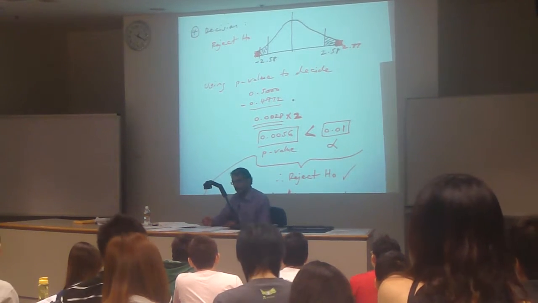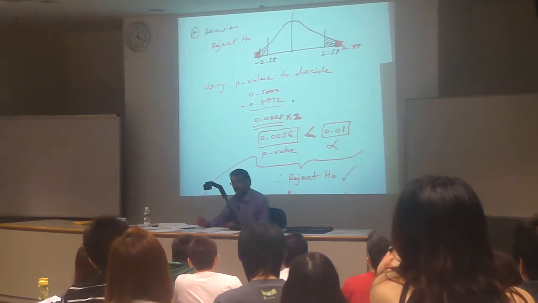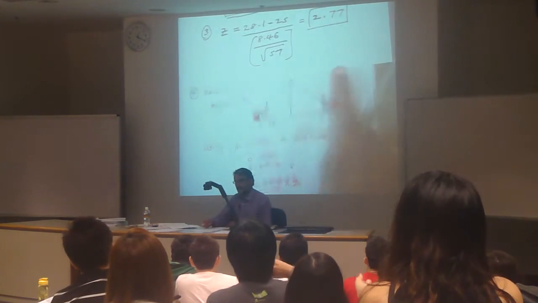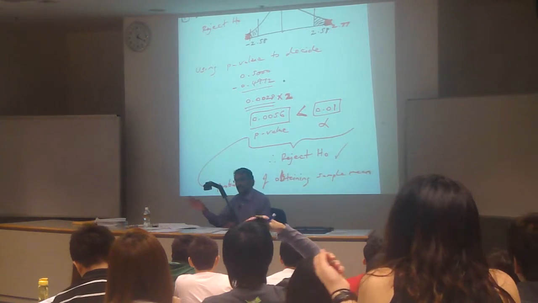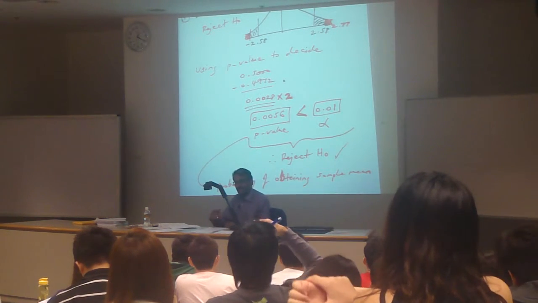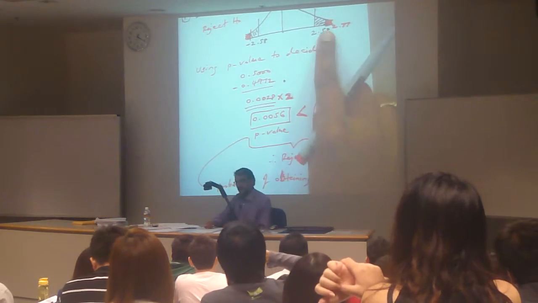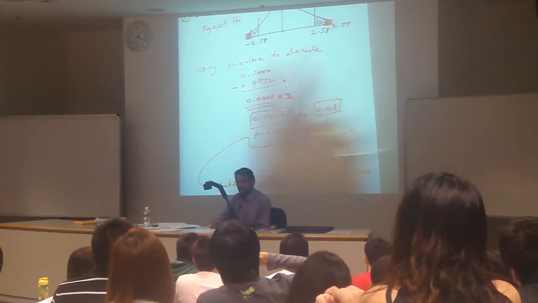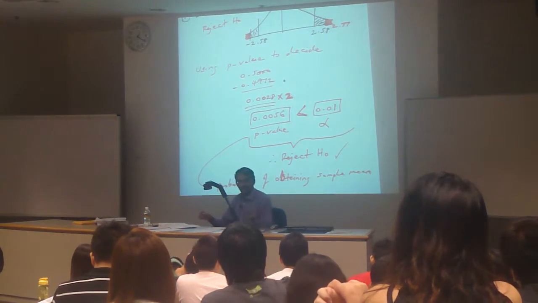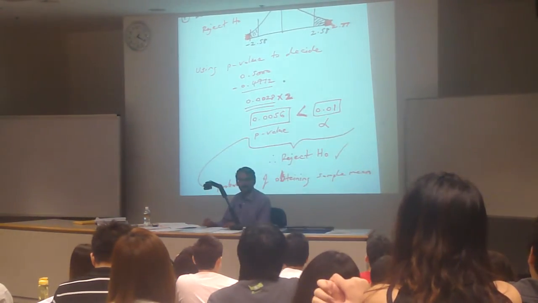Where did you fall? You fall on the right tail or left tail just now? Your answer fall on the right tail or left tail? Right, and you shaded the red to the right or to the left? To the right. You shade both sides because two tail. But your answer falls on the right side.